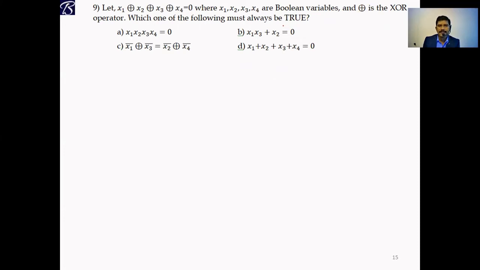Okay, that means here we need to draw a truth table with 4 variables. All the 16 combinations we need to write and apply the XOR operation to get the output. Okay, so in that output, observe the zeros. Observe the zeros, and whatever the zeros, take that output and match it against these options.